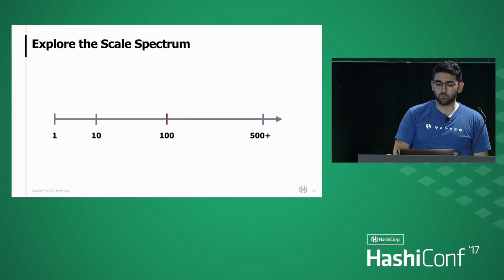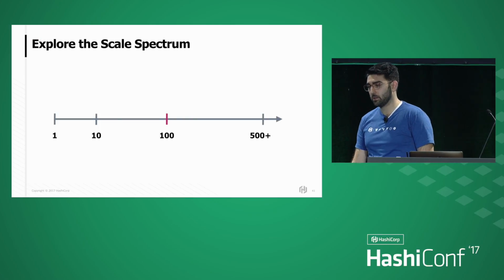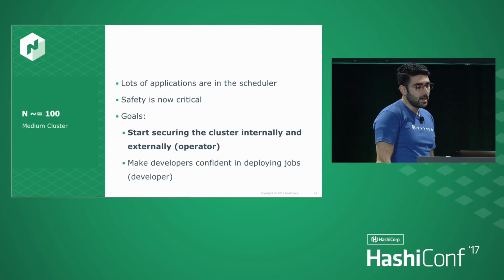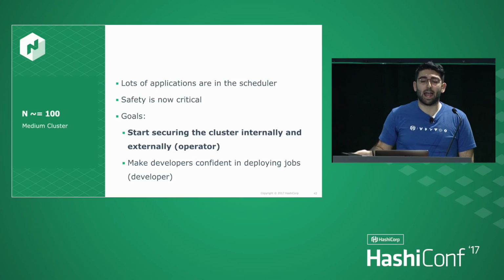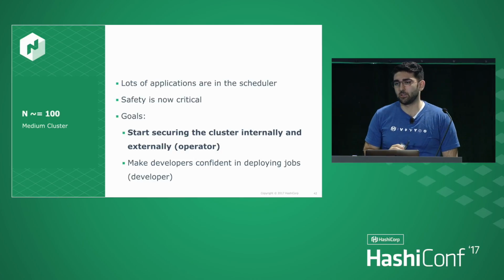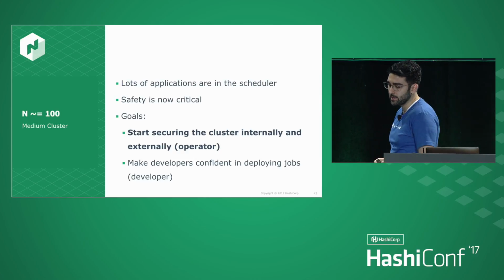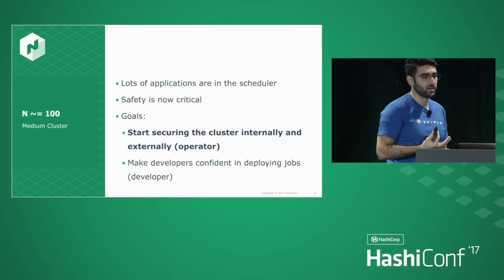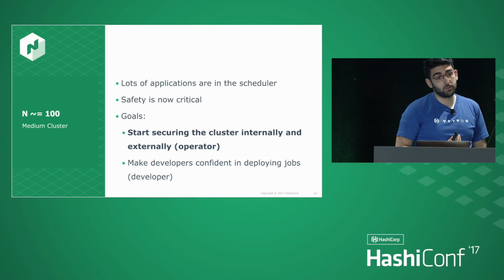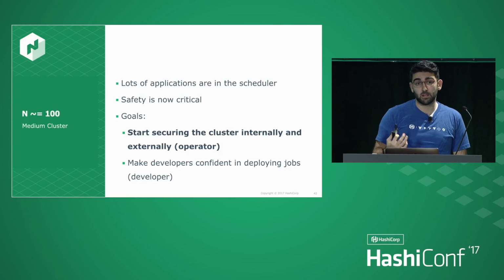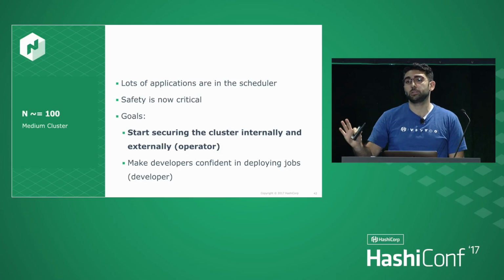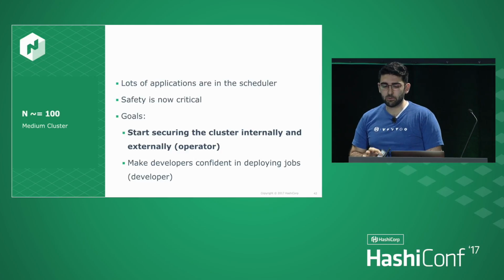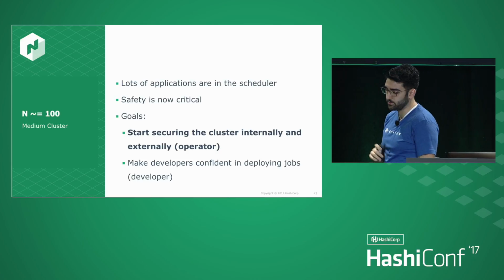So those are some of the things we do as you're getting your feet wet with the cluster scheduler. But at a scale of roughly 100 nodes, you have more applications in the scheduler now. You're not just playing with it or doing a POC. So at this scale, safety is really becoming critical. And for the operator, their job and responsibility now shifts into securing the cluster internally and externally. So what are some of the features we provide to allow operators to do this?